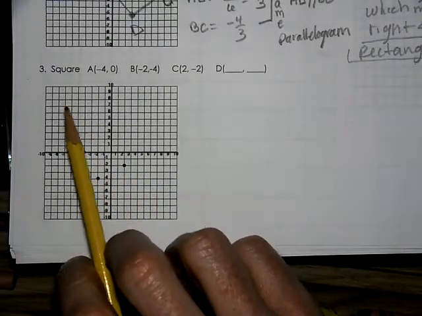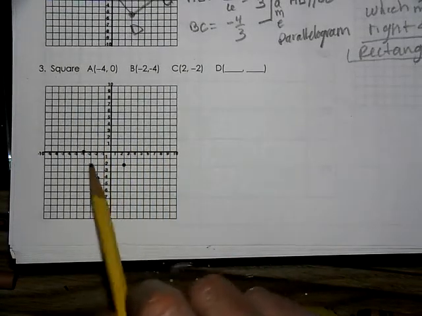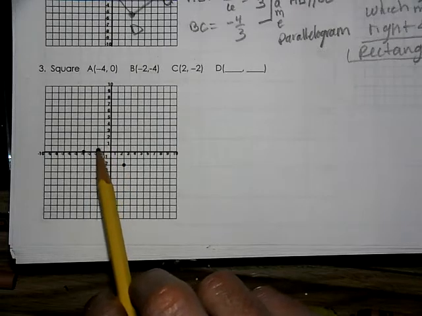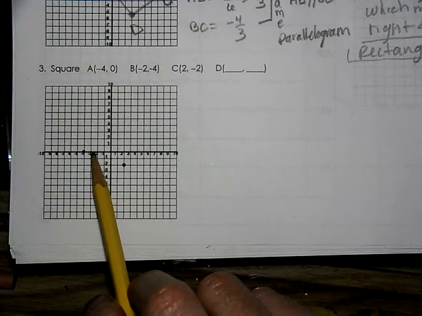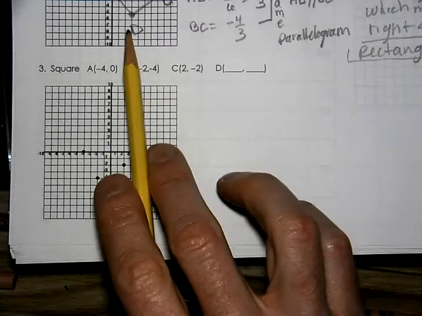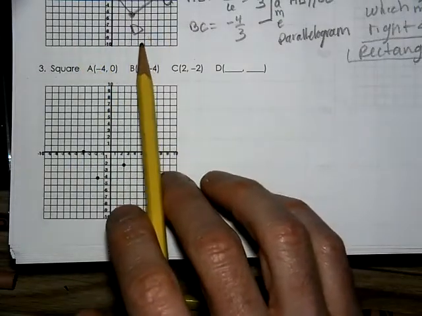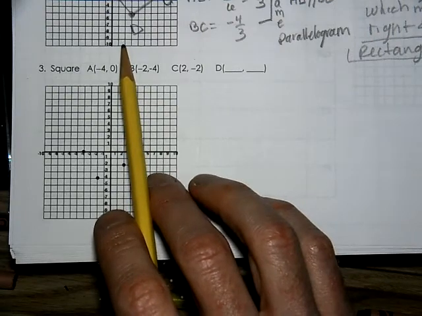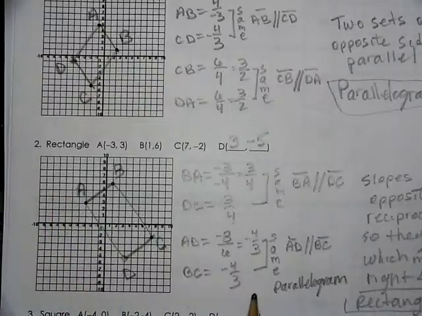Now we'll talk about a square. We're looking for the fourth point that's going to make this a square. There would only be one spot that could possibly make this a square. Just like with a rectangle, there was only one spot that was going to make that a rectangle. But the parallelogram actually had multiple spots that were a possibility.